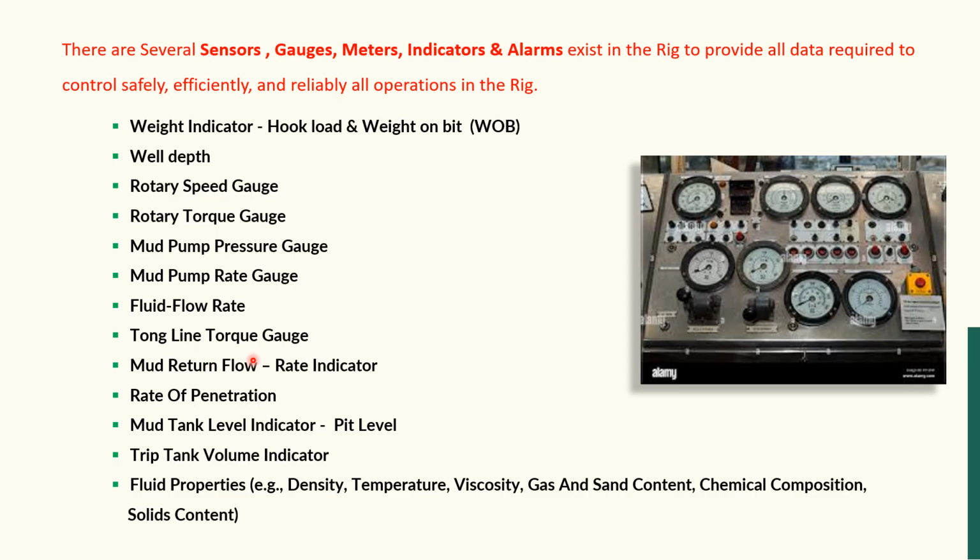This is the tong line torque gauge. Actually, it is a tool that helps the driller and roughnecks measure the torque applied to the drill bit, the drill pipe, drill collars, tubing or casing during the makeup or breakout process. Makeup means tightening the drill pipe, drill collars or the casing, and breakout means we are loosening the drill pipes, the casing and the tubulars.